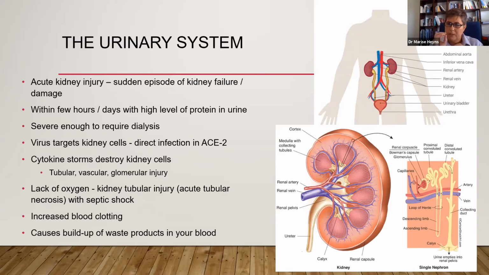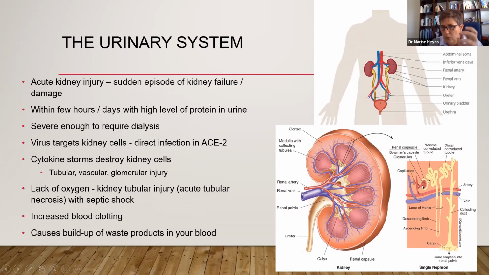Again, there are a lot of receptor cells in the kidneys, and the virus targets the kidney cells. So this cytokine storm, the overreaction of your immune system, can then cause damage to the kidney cells, and it can do it in the kidney tubes, in the kidney blood vessels, and in the glomerulus.